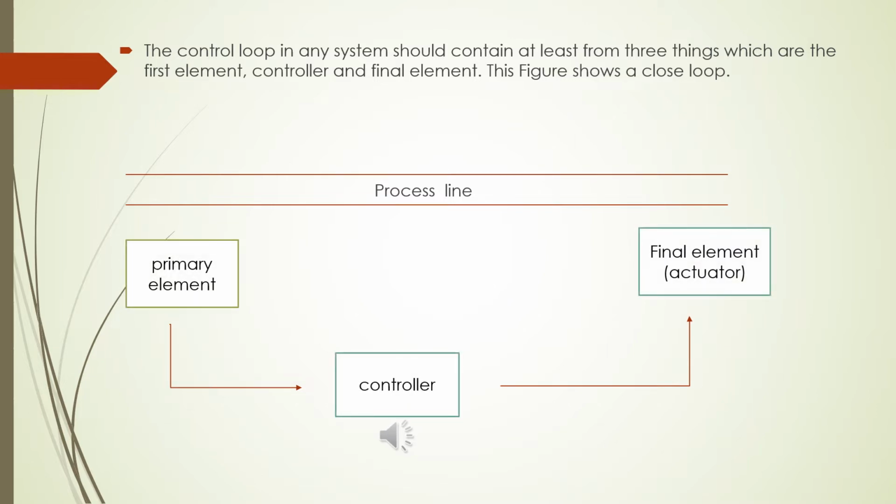The primary element, or we could say the sensing element, is where we measure the process value, and it will send the signal to the controller, where it will process the input and compare it to the set point, and will send a corrective action to the final element, or we could say the actuator. In our case, we are going to talk about the control valve, which is located in the final element. This control valve will manipulate the process line and will change the value or the process parameter to our desired set point.